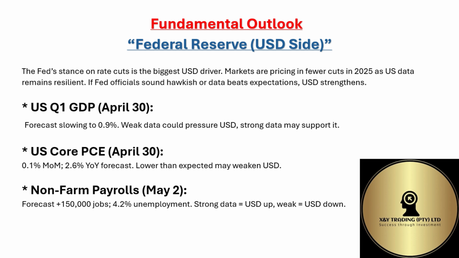Next up, also on April 30th, is the US core PCE. The monthly forecast is 0.1%, with a year-over-year forecast of 2.6%. If this comes in lower than expected, it could weaken the US dollar. And finally, on May 2nd, we have the non-farm payrolls report. The forecast is for an increase of 150,000 jobs, with unemployment at 4.2%. If the data is strong, expect the US dollar to go up, but if it comes in weak, well, the dollar could go down.